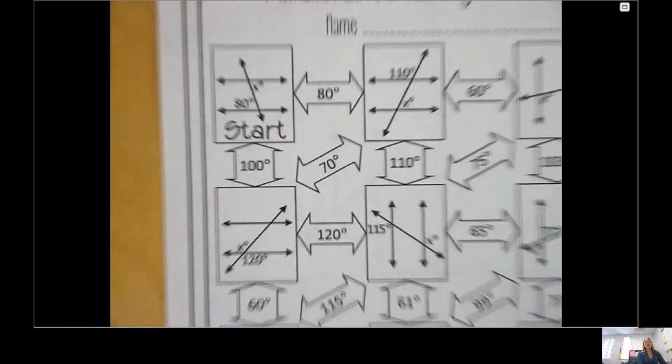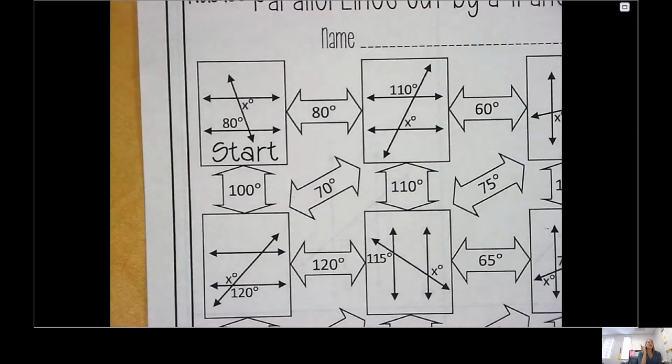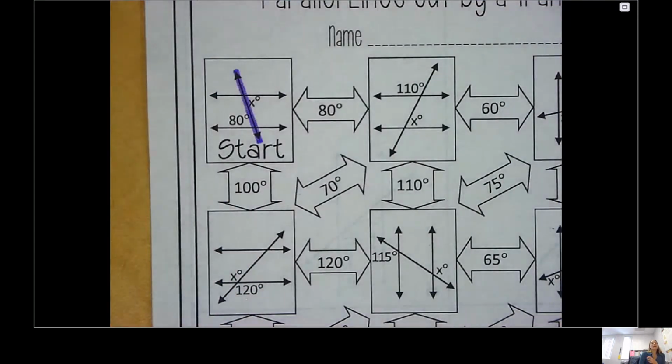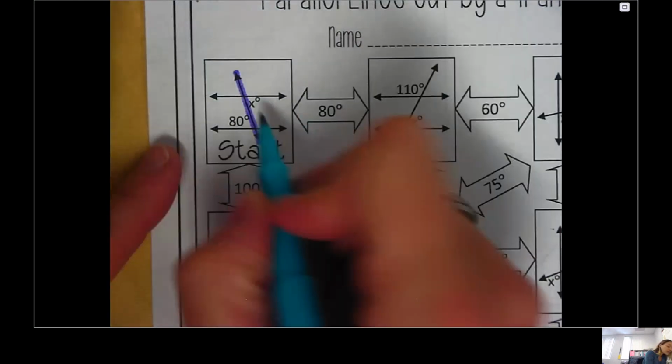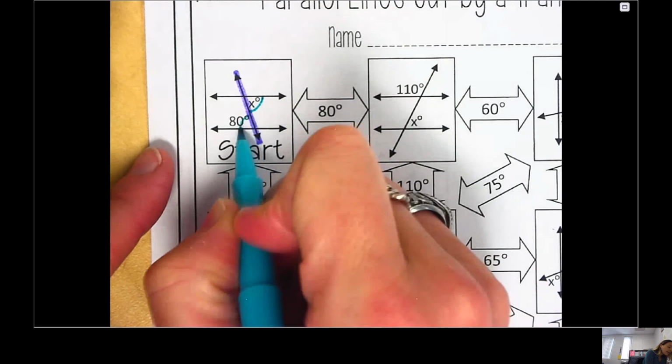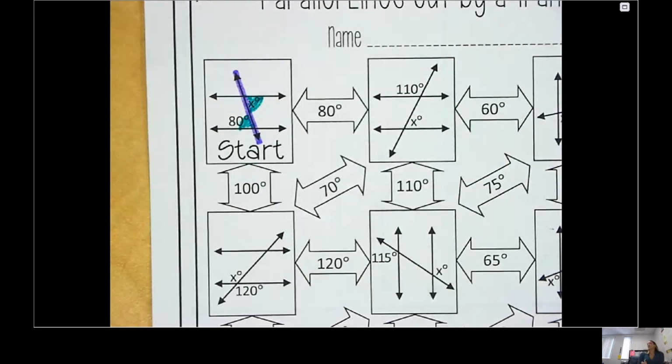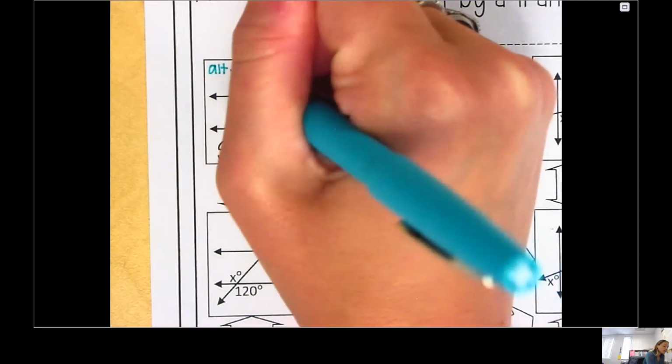If you start over here on the far left where it says start, first thing I'm going to do is highlight my transversal. Thank you. Then I'm going to take a look at the angles that I'm given. I'm given angle X right here and angle 80 right here. Boom and boom. Okay, first of all, let's just do the relationship first. Are they interior or exterior? Are they on the same side or alternate sides? Okay, so that means they are alternate interior.